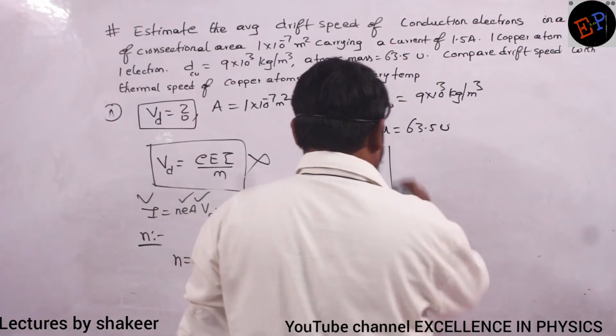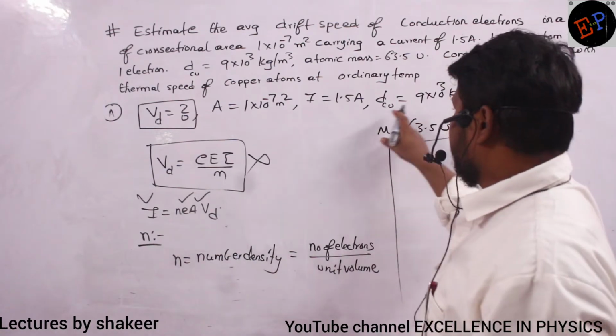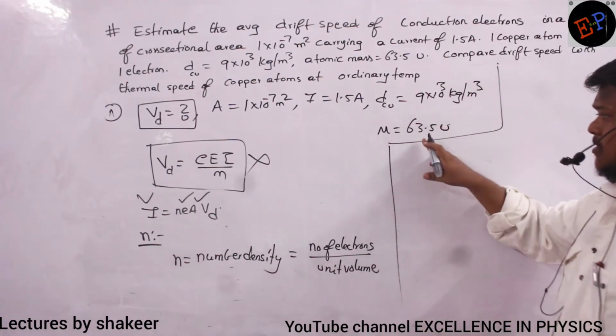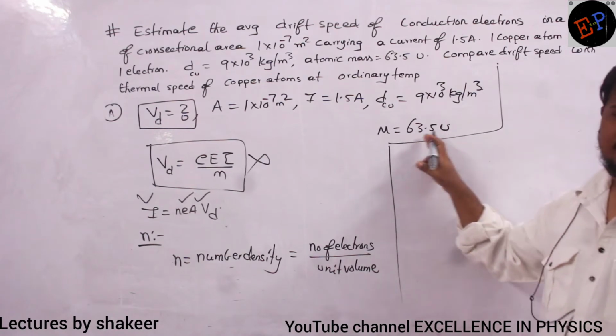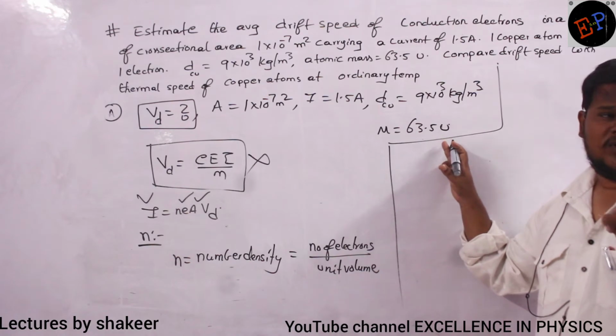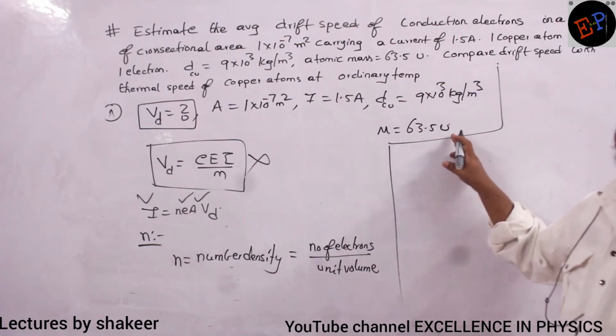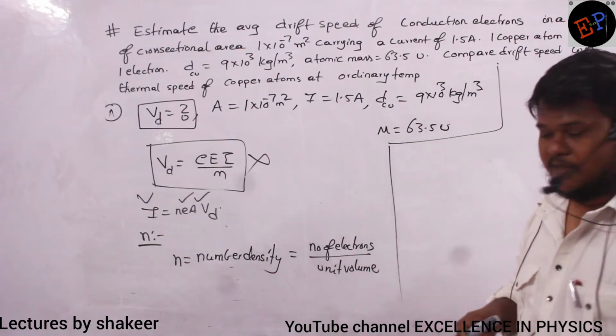Volume, is it given? Volume also is not given, no? But density is given, and mass is also given. And this is the mass of what? This is the mass of 1 mole of copper, 63.5 U, where U means atomic mass units, unified mass. Are you able to understand?